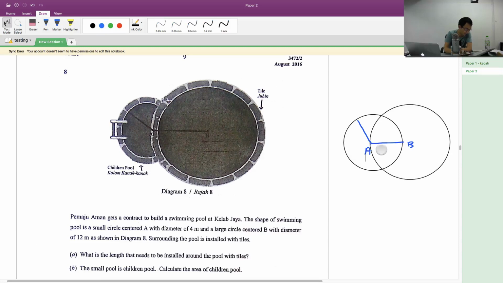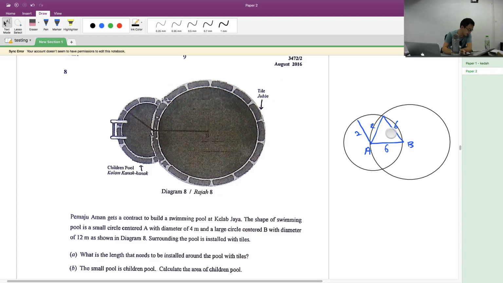Okay, Pemaju Aman gets a contract to build a swimming pool at Club Jaya. The shape of the swimming pool is a small circle with center A and diameter 4. So diameter 4, I know the radius is 2. And the last circle has center B with diameter 12, so I know the radius here is 6. This one is 2, and this one, the radius of the big circle, is 6.